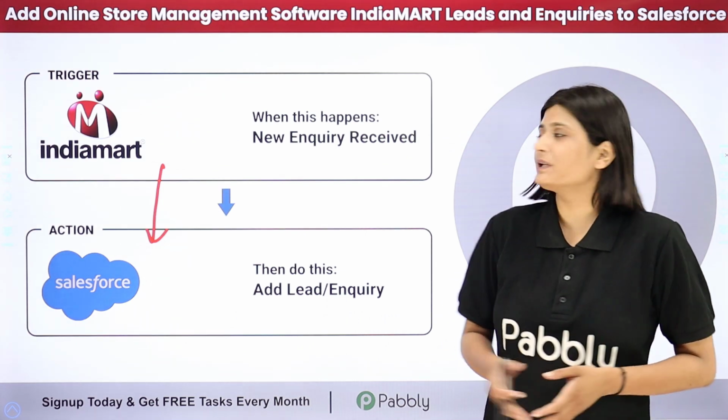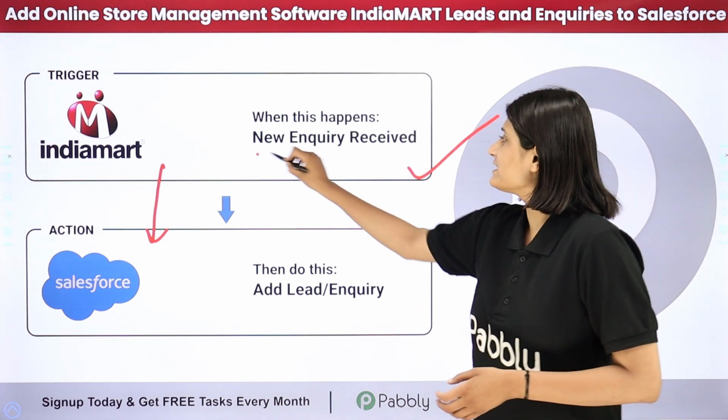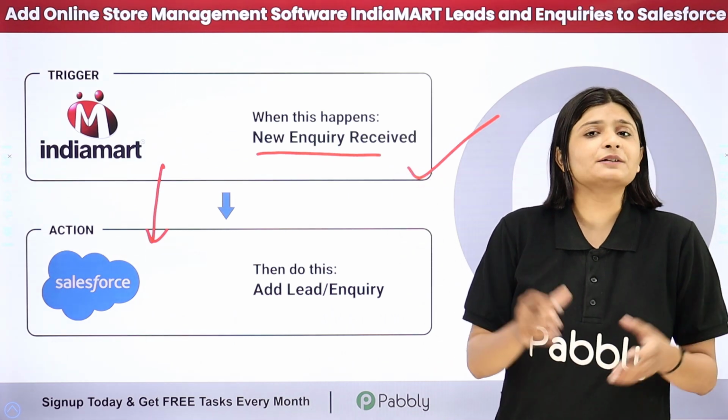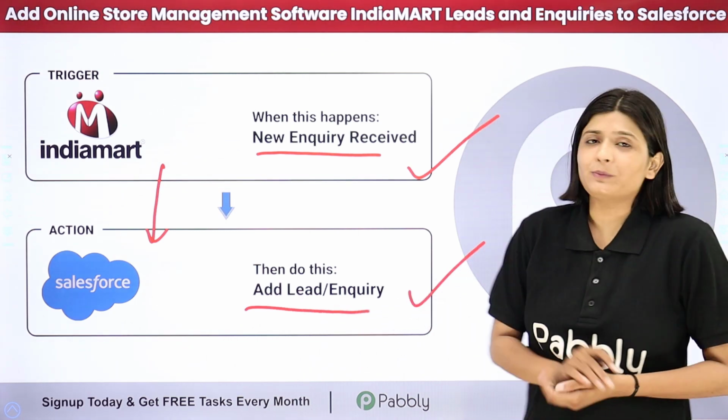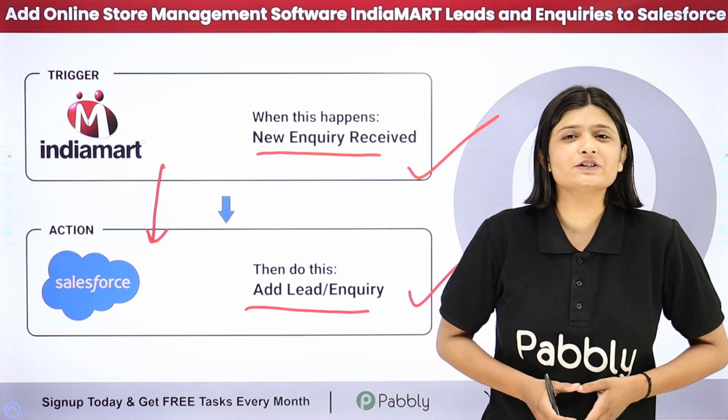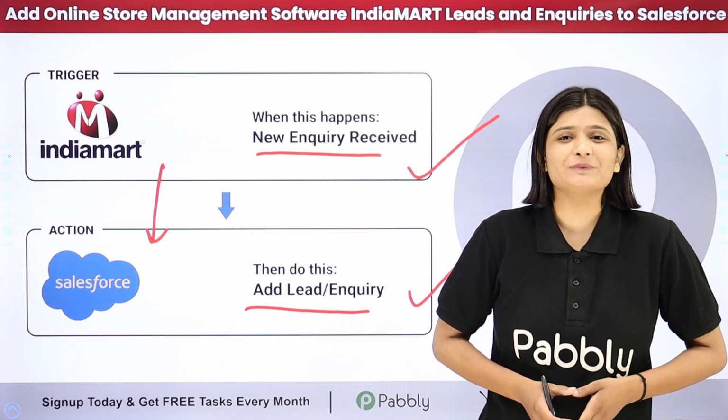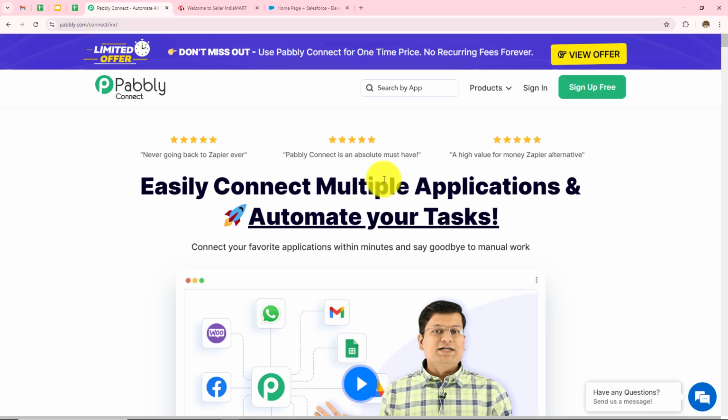Here as my trigger application, I will take IndiaMart from where I will receive new inquiries, and then in my action step I will take Salesforce where these will be added automatically. If you want to learn this amazing automation step by step, let me take you all to my screen. In this video, we are going to learn how to add online store management software IndiaMart leads and inquiries to Salesforce. For this, we are going to create automation between IndiaMart and Salesforce with the help of Pabbly Connect.